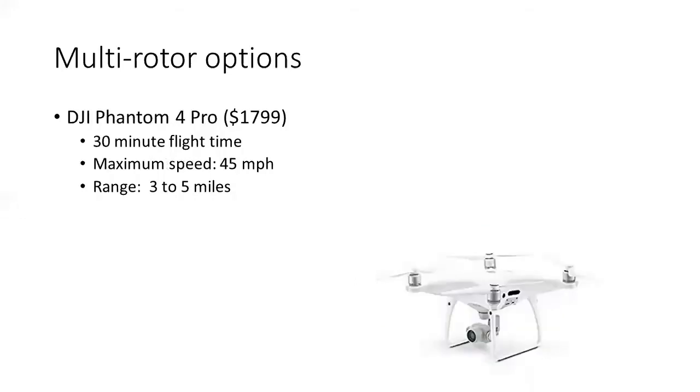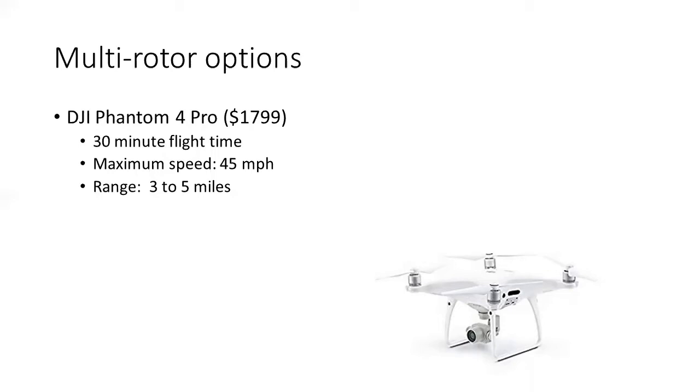So this is an example of a multi-rotor drone that's got a little bit better price point than some of the other things that I've been showing. This is the DJI Phantom 4 Pro. It has a flight time of about 30 minutes, a maximum speed of 45 miles per hour, and a range of 3 to 5 miles.